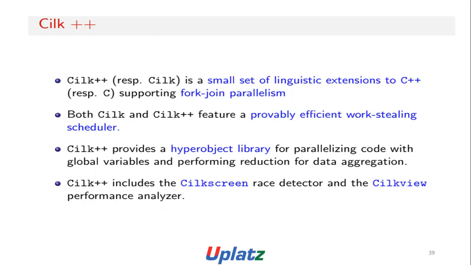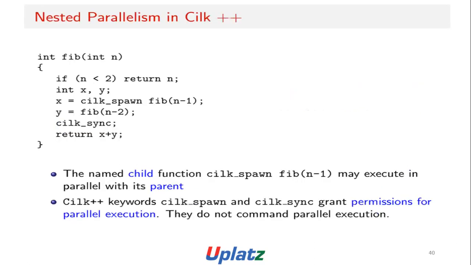Cilk++ and Cilk are a small set of linguistic extensions to C++ and C respectively, supporting fork-join parallelism. Both Cilk and Cilk++ feature a provably efficient work-stealing scheduler. Cilk++ provides a hyperobject library for parallelizing code with global variables and performing reduction for data aggregation. Cilk++ includes the Cilkscreen race detector and the Cilkview performance analyzer.